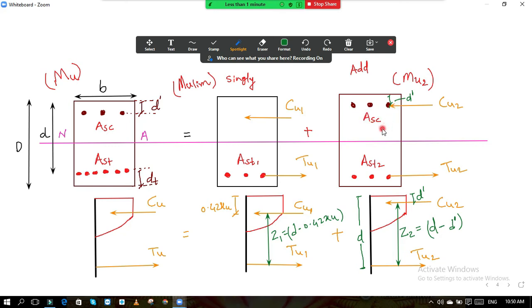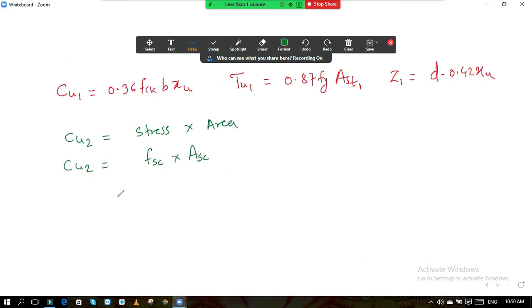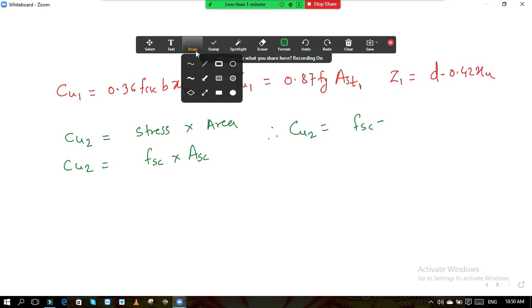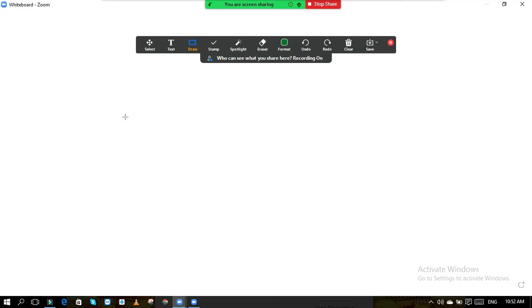But what will the stress be? What is the maximum stress in concrete? 0.446 FCK. You know that. What is the maximum stress here? 0.446 FCK. Here also 0.446 FCK. This we have already seen. So the Cu2, so your final Cu2 will be FSC. I will not write FSC directly. If we are talking about Cu2, I will draw that diagram over here.